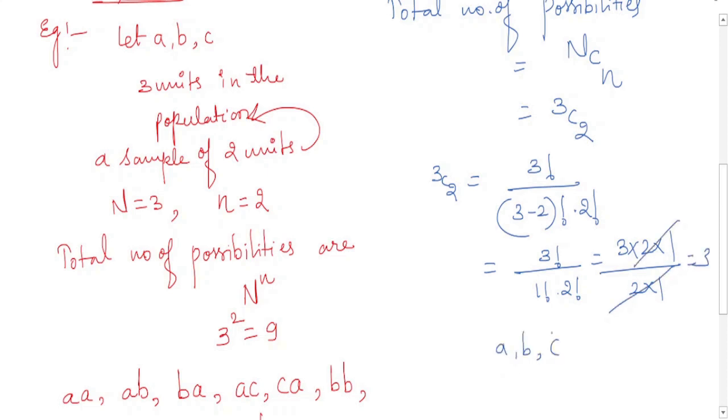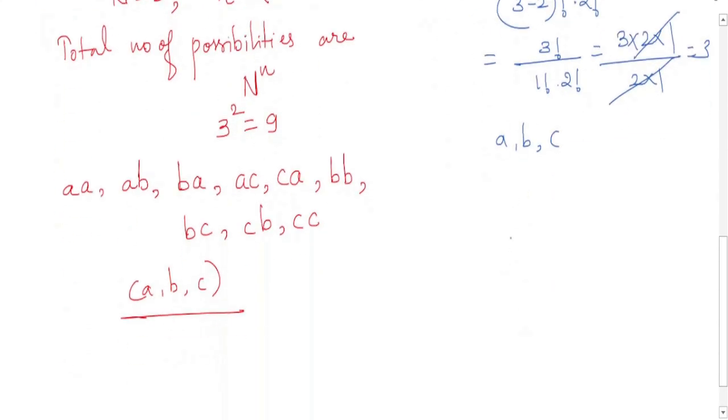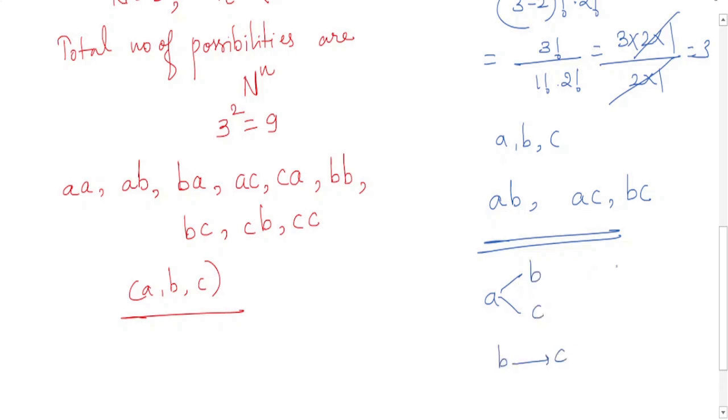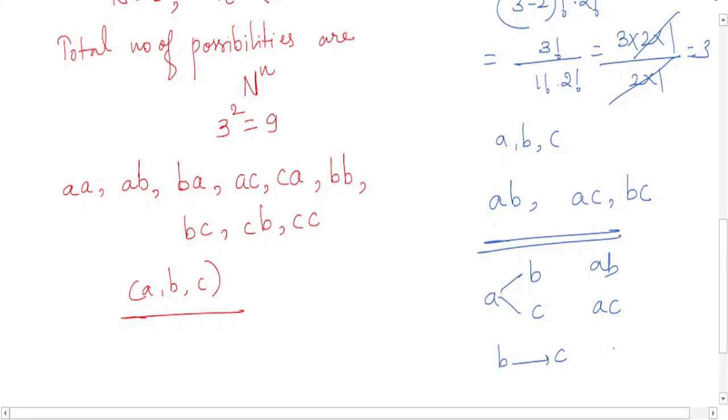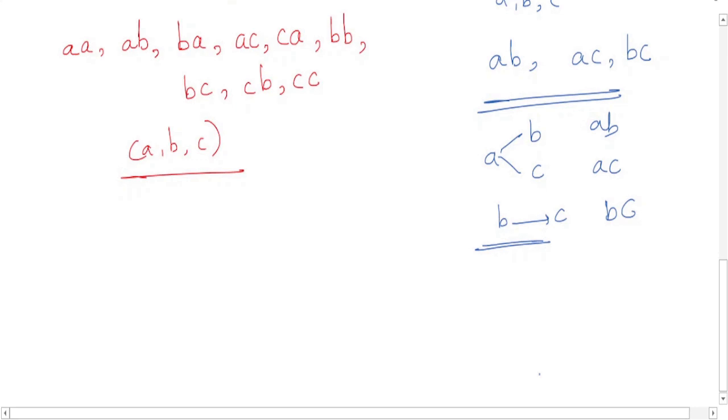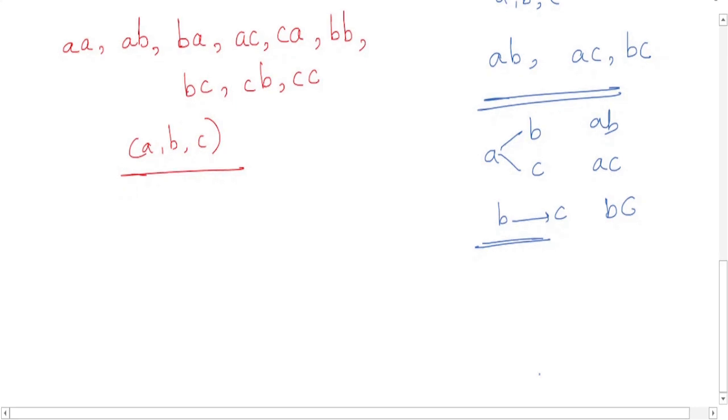So out of A, B, C, the possibilities without replacement are AB, AC, BC only. If I am considering A with B and C, then B with C. So AB, AC and BC. These are the 3 possibilities if sampling is without replacement.